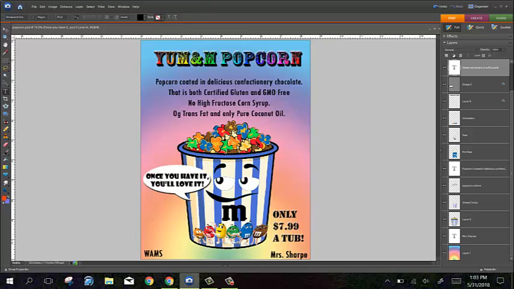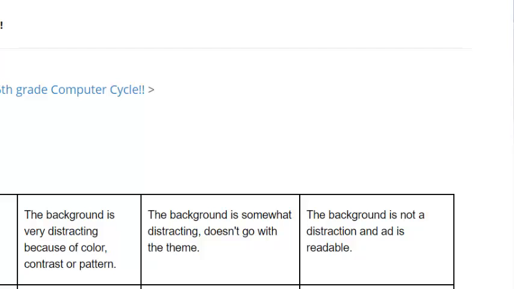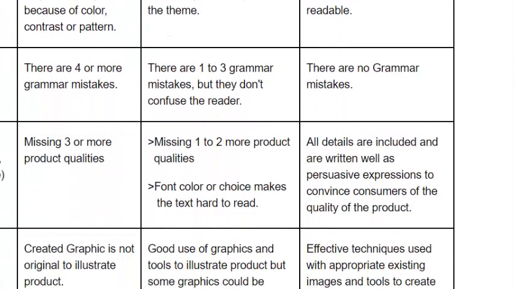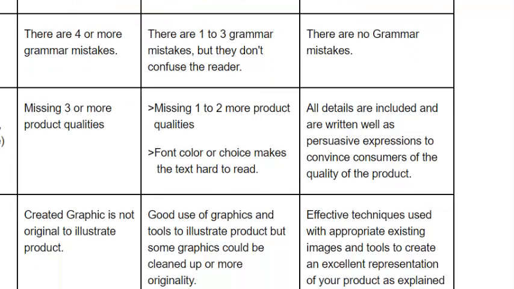Finished your advertisement before you think you're ready to actually submit. It's always a good idea to check the rubric one more time. Is the background distractible? Is everything readable? Read all of your information carefully. Have you included all 5 of your details? Did the color, font, and choice make it easy to read or a challenge to read?